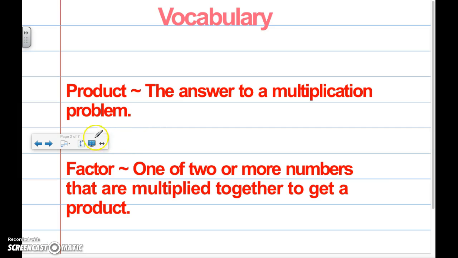Factor. Factor is one of two or more numbers that are multiplied together to get a product. So here is the factor. So you could do 6 times 3 equals 18. This is your product. These are your factors. So think of your own examples and non-examples, and I'm going to move on.